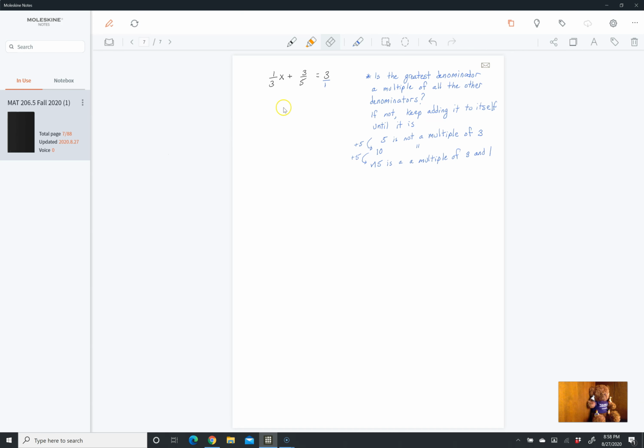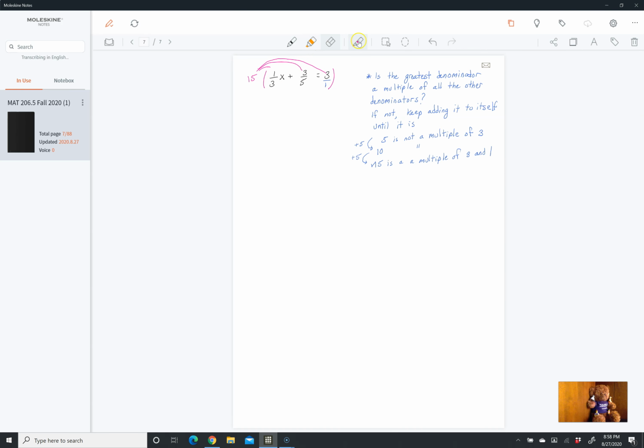Okay, so what does this mean? This means that we're going to multiply everything by 15. 15 is the lowest common multiple. And remember, you're multiplying it to everything. Don't forget to multiply it to the other side as well. Okay? You have to show that you're multiplying on both sides, but you have to make sure that you multiply everything by the 15.